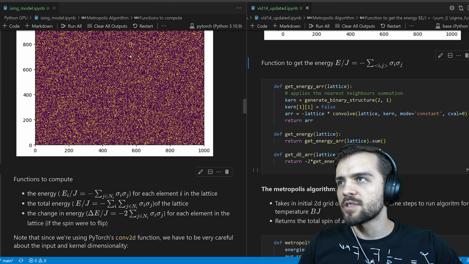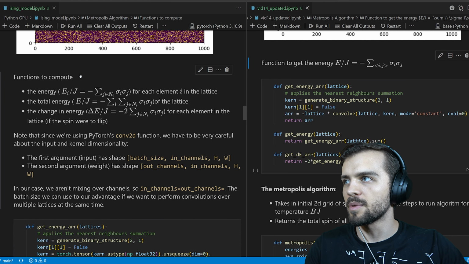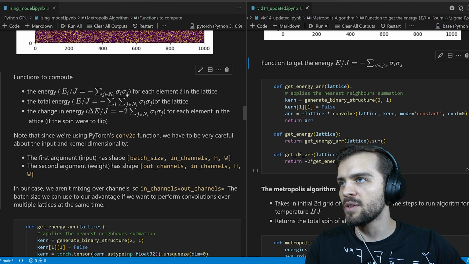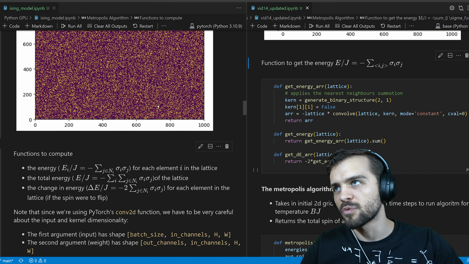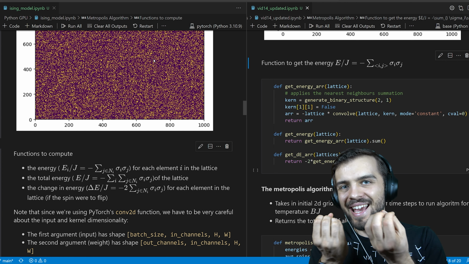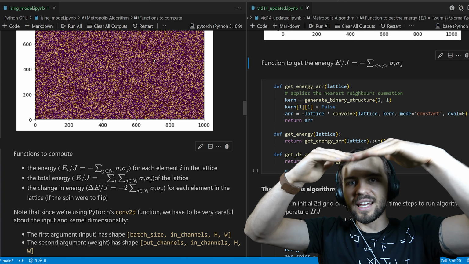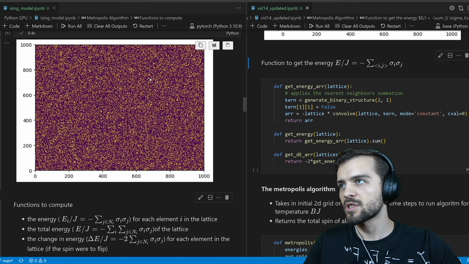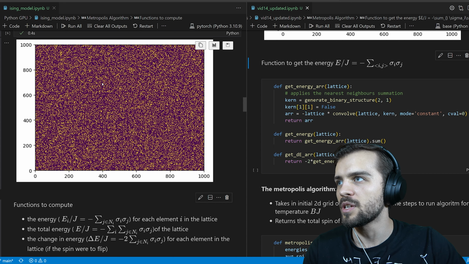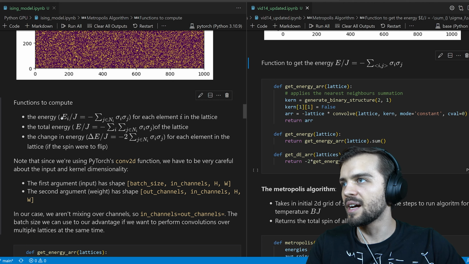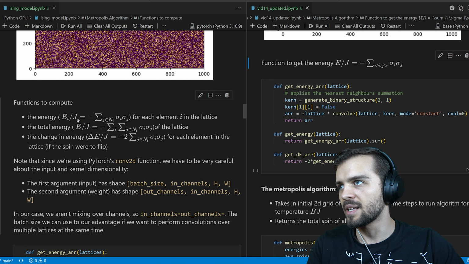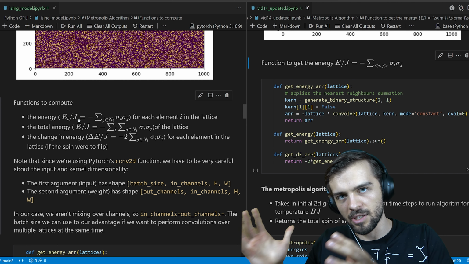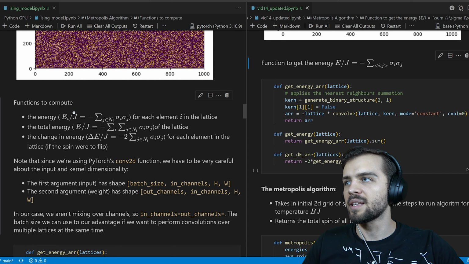Given this grid of spins, I need some functions to compute some important things. The first thing is computing the energy for a given element in the lattice. For one of these spins, what's the energy state of that point? Then I can get a 2D grid of the energy corresponding to each point in the lattice. So this is a 2D grid of all the spins, but I can get a corresponding 2D grid of the energy of each individual element in that lattice. For this array, E_i divided by J, by the way, I normalized by this J factor in the study. Of course, it depends on the material, but we can make this dimensionless here.